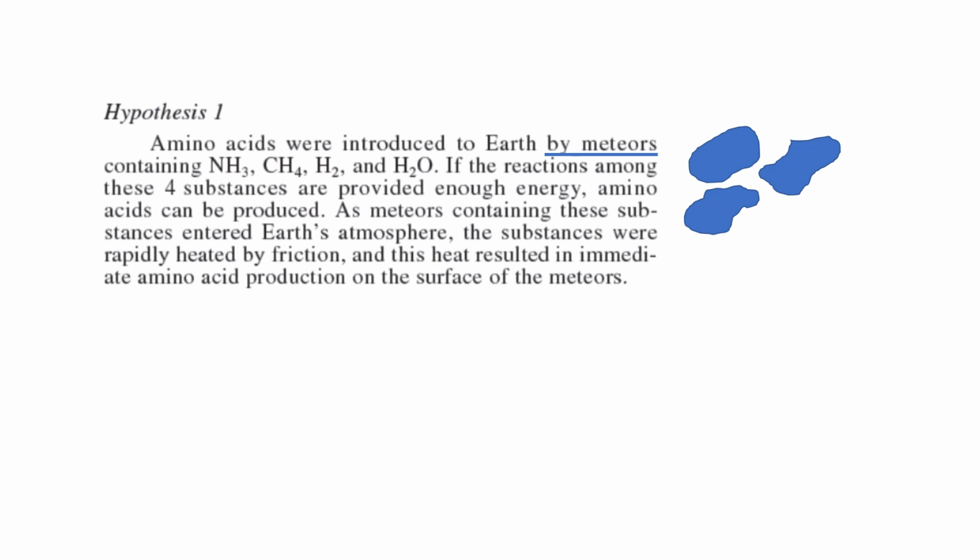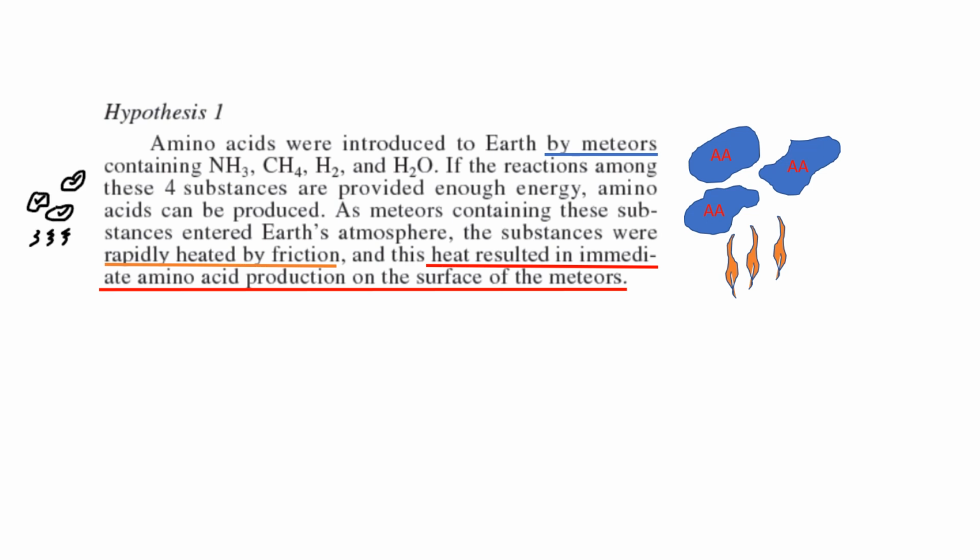The reactions amongst the 4 substances provided enough energy for amino acids to be produced. When they entered, they were rapidly heated by friction. I just put some kind of flames to say heated, and this resulted in immediate amino acid production on the surface of the meteors. So I just wrote amino acids on the meteors. This is what it looked like when I drew it on the test. It was quick. There's my meteors, my little flames, and check marks to say that's where the amino acids were.